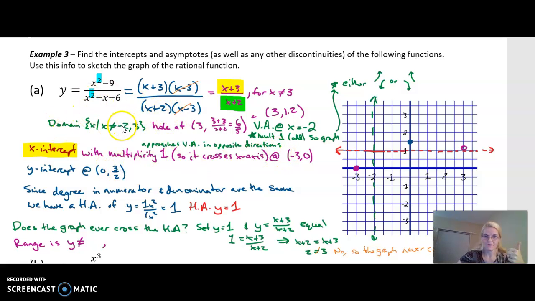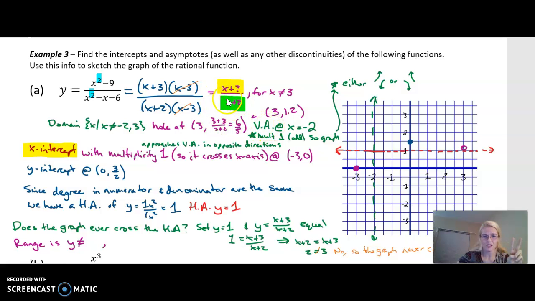All right, so check. Domain, check, right? We simplified and factored so we know where all of our discontinuities are. So this also tells us we are probably going to have some range restrictions. More on that in a minute. All right, so domain, holes, vertical asymptotes.